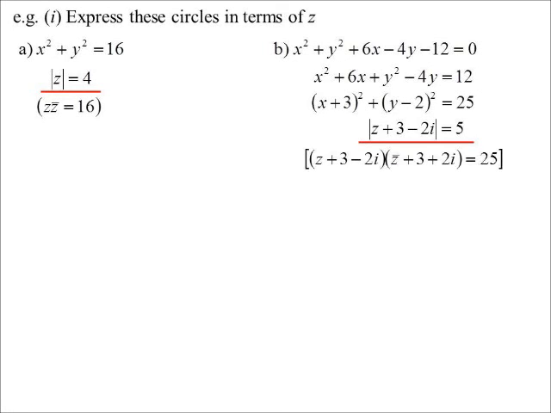And if you really wanted to write it in the other form, maybe you think it looks pretty, you'd write it like that: z plus 3 minus 2i, times the conjugate of z plus the conjugate of the 3 minus 2i, which is 3 plus 2i, is 25.